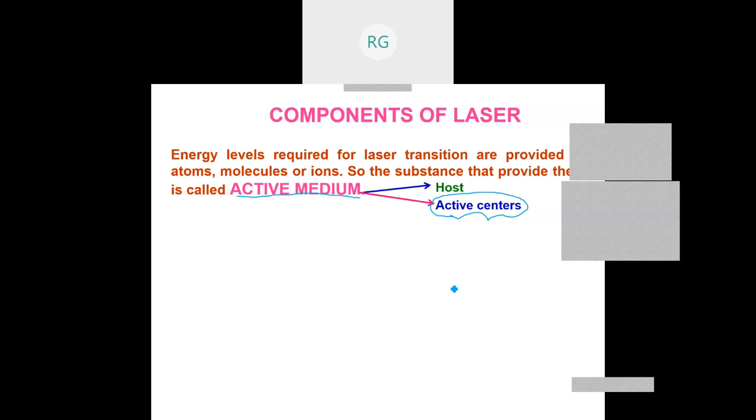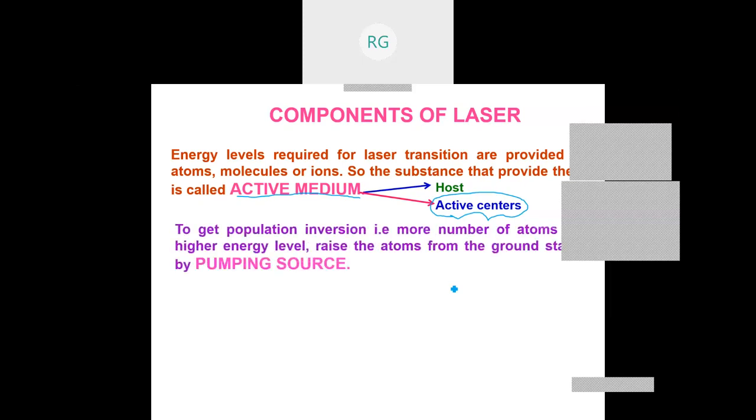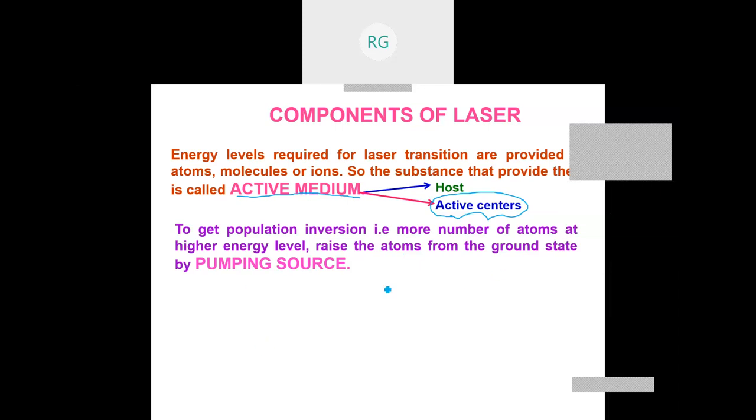And the next important component or part of a laser is the pumping source. We know that to get lasing action, more atoms must be in the higher energy level than in the lower energy level. And this state of having more atoms is called population inversion. To achieve population inversion, we want an external source to take the atoms from the lower energy state to the higher energy state. That external agency we call the pump source. So the pump source is another important part of a laser to get population inversion.